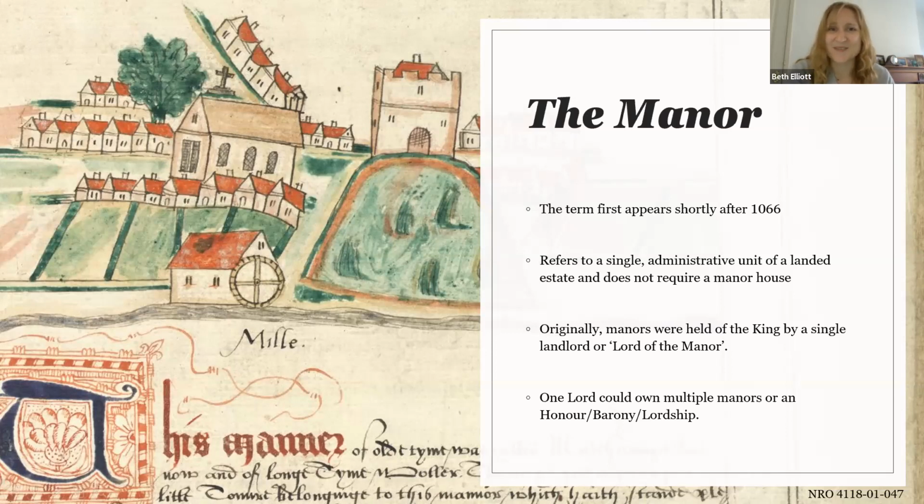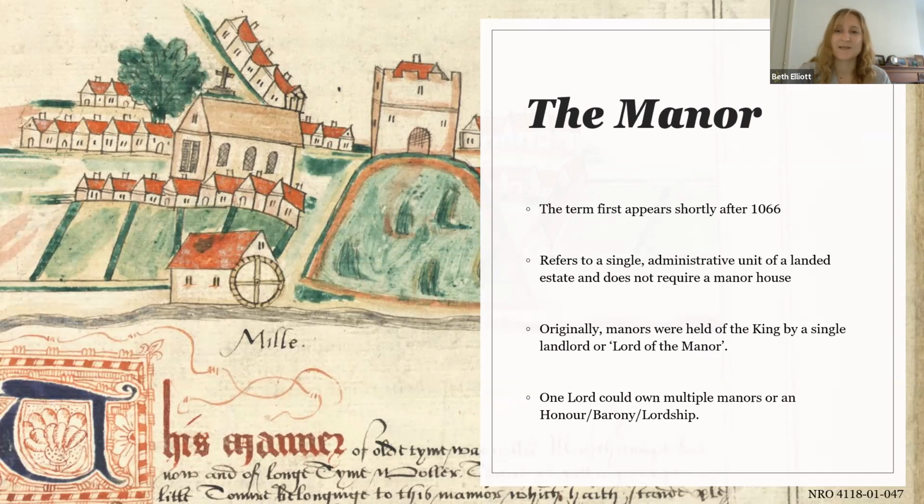Okay. So to begin with, the term manor starts to appear shortly before Domesday, so shortly before 1066. And the main thing to remember when you're thinking about what a manor is, is to think of it as a single administrative unit of landed estate that does not require a manor house.